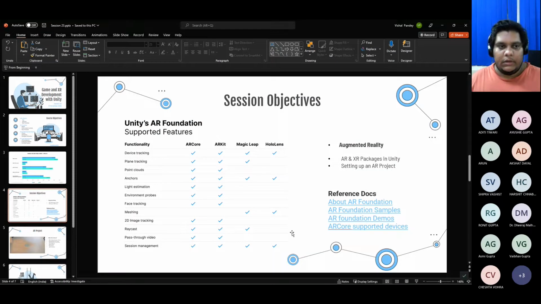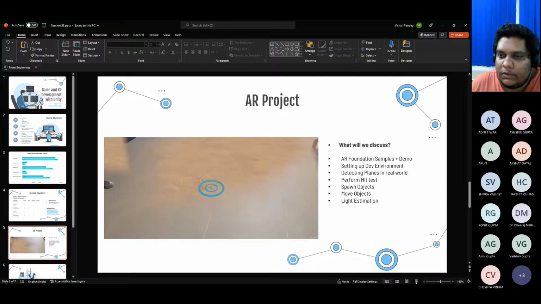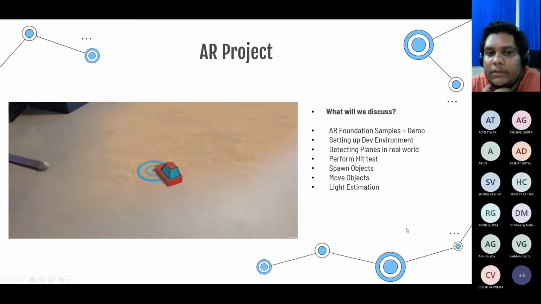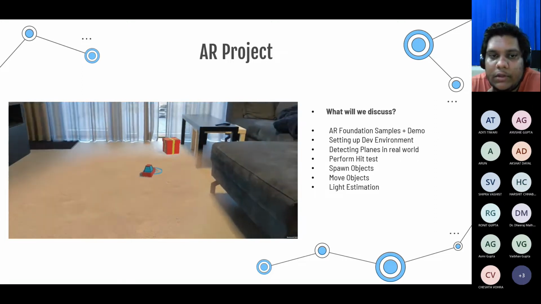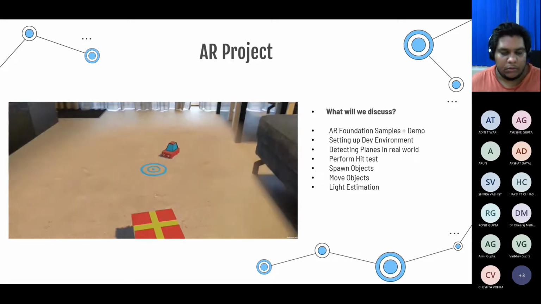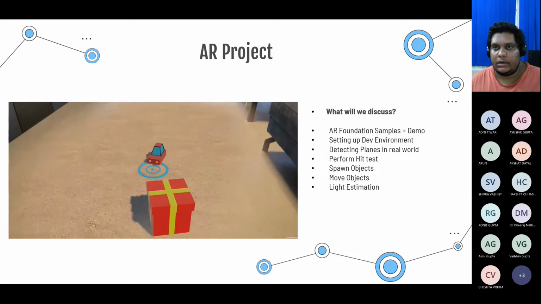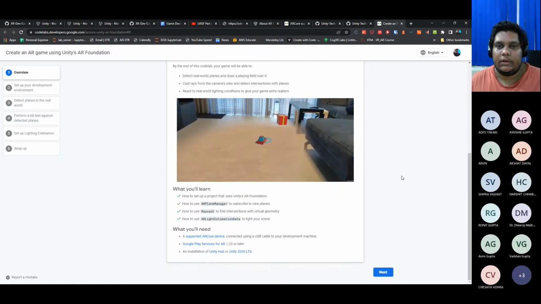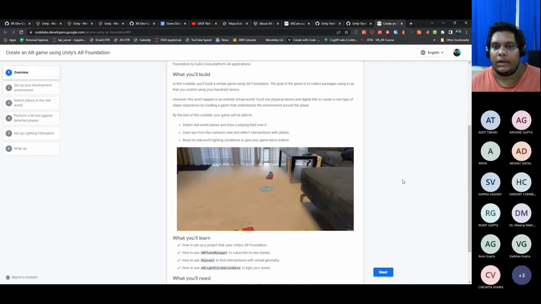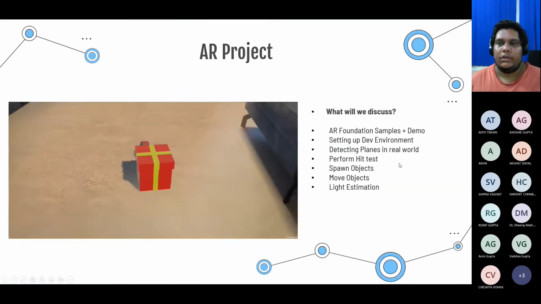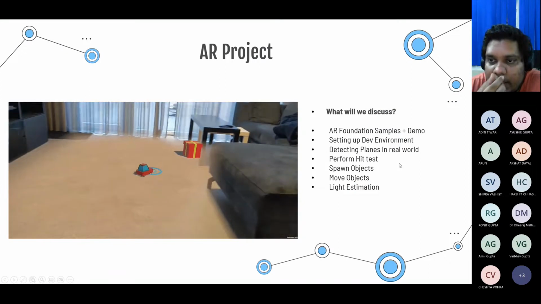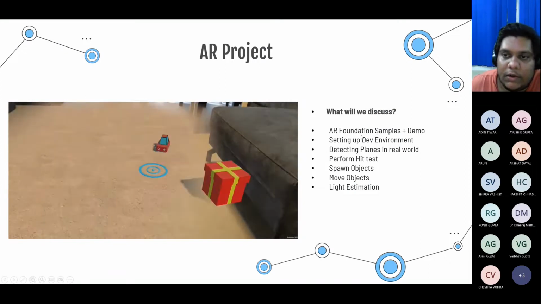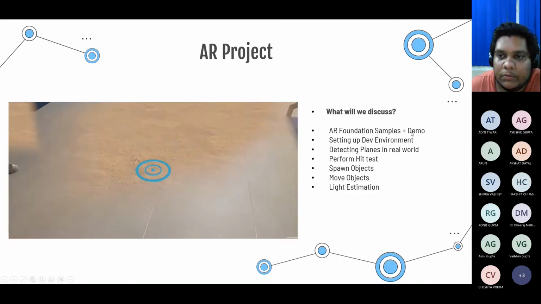And next, we'll move on to a project that we'll be building. This is the project that we'll be building, which I found at Google Code Labs. I'll show that here. This is where it is available. So what are the things that we'll try to understand in this project is here. We have already seen AR Foundation plus samples plus demo.